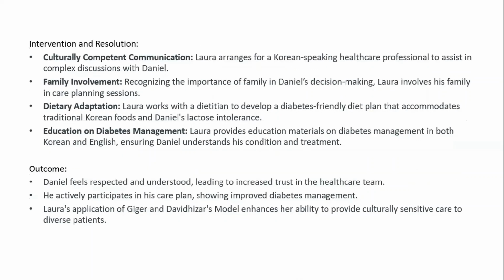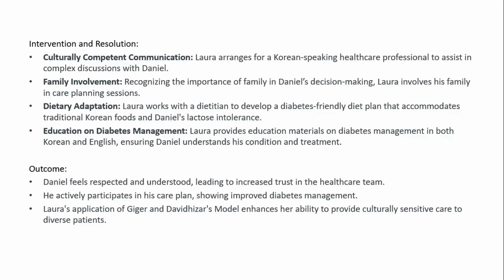Interventions, well, Laura arranges for a Korean-speaking healthcare professional to assist in complex discussions with Daniel. Recognizing the importance of family in his decision-making, she involves the family, with his permission, in care planning sessions. She works with the dietitian to develop a diabetes-friendly diet plan that accommodates traditional Korean foods and lactose intolerance, and provides educational materials on diabetes management in both Korean and English, ensuring that he understands his condition and treatment.